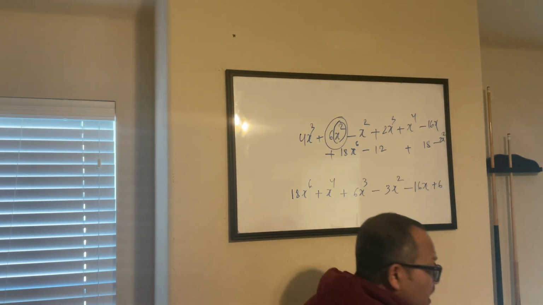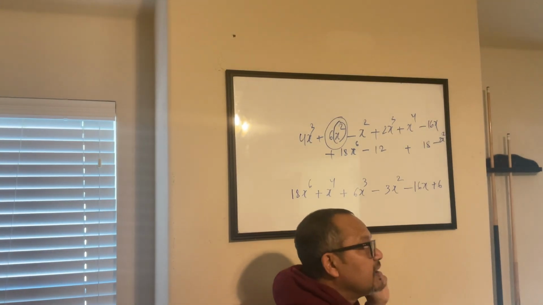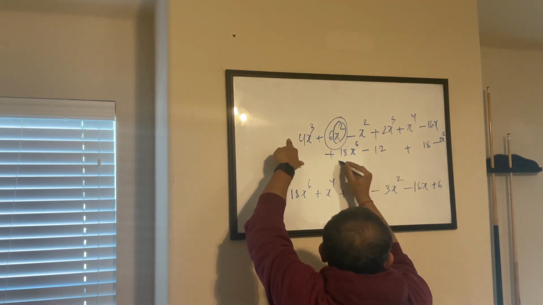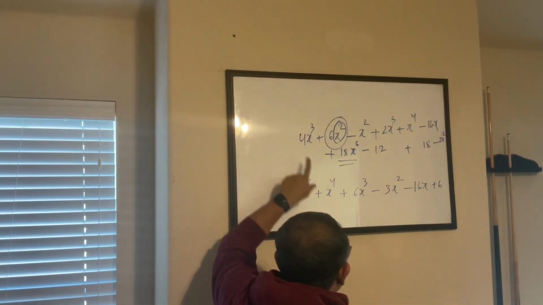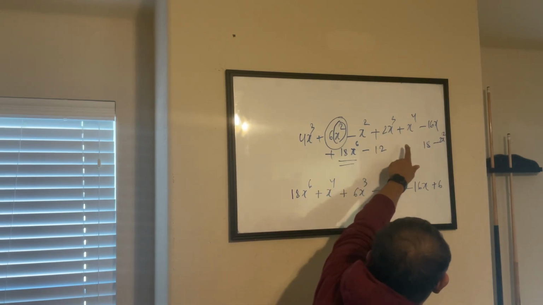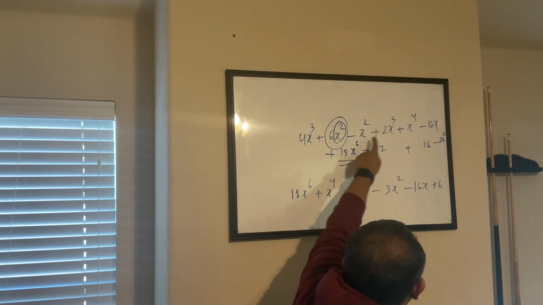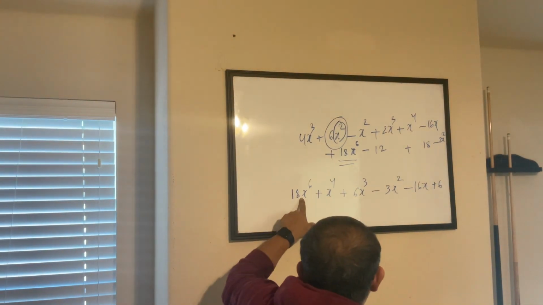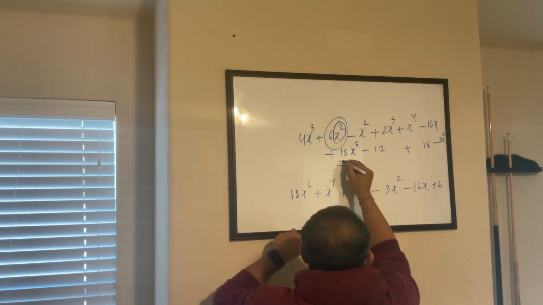What is the highest degree of this polynomial? The term with the highest degree is this one, 18x to the power 6. Is there anything that is matching with this guy? There is no x to the power 6, so that remains as an independent entity. It's 18x to the power 6. So this one is done.